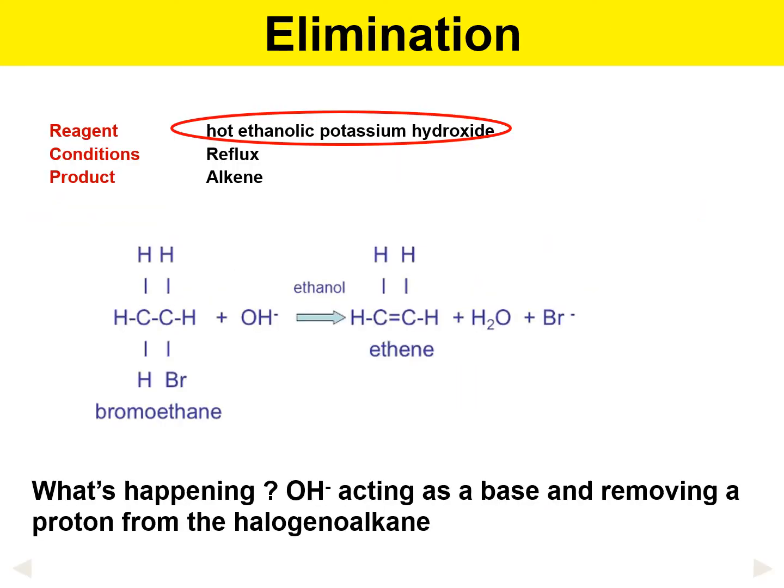When a halogenoalkane is treated with hot ethanolic potassium or sodium hydroxide solution, the type of reaction that occurs is an elimination. In this case, the hydroxide ion is not acting as a nucleophile, but instead it acts as a base, removing a hydrogen from the carbon beside the carbon that has the halogen atom. The products in this reaction are the alkene, water, and either sodium bromide if you use sodium hydroxide or potassium bromide if you use potassium hydroxide.